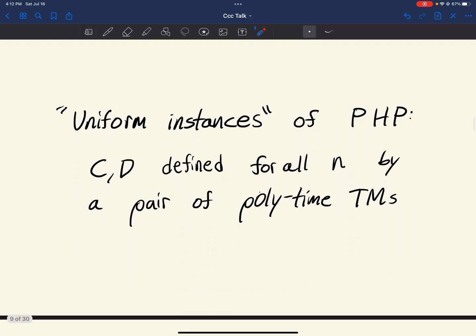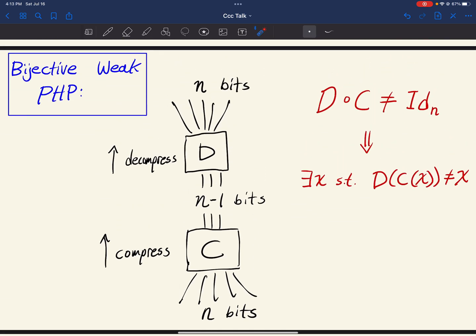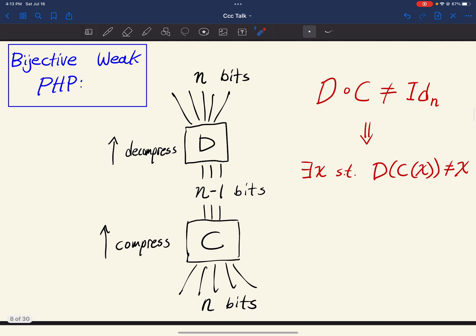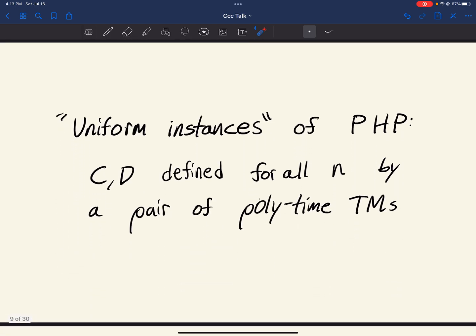One way to view this problem is as a classic TFNP search problem where we're given the functions C and D specified by circuits. But what we're going to look at today is uniform instances of this problem, so scenarios where these maps C and D are defined for all n by a single pair of polynomial time Turing machines.